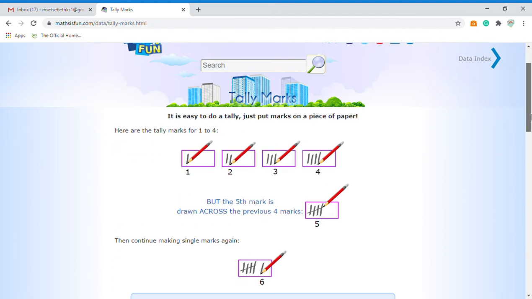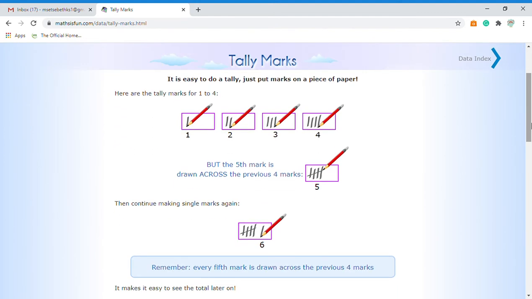Tally marks. This is something that you actually are going to be using a lot in your life. I know it doesn't seem like it, but a lot of the times I use tally marks whenever I quickly want to count how many of these have I gotten, how many are still left, things like that. So tally marks, they say it is easy to do a tally. Just put marks on a piece of paper.